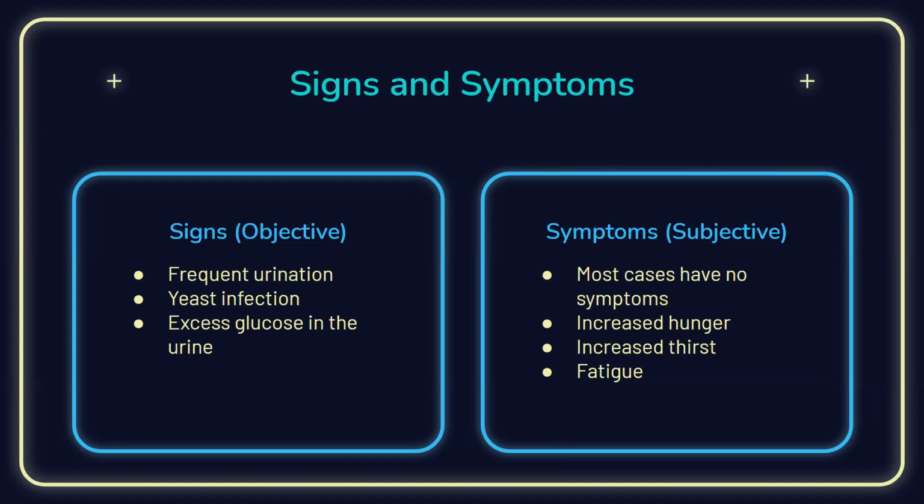Really, the signs are the ones that help show that you actually have gestational diabetes. It's not really the symptoms per se. For example, if you go to the doctor and tell them you're constantly hungry, constantly thirsty, and constantly fatigued, there are a number of different conditions, diseases, or infections that you could have, gestational diabetes being among them. But the signs are a lot more clear-cut when it comes to diagnosing you.